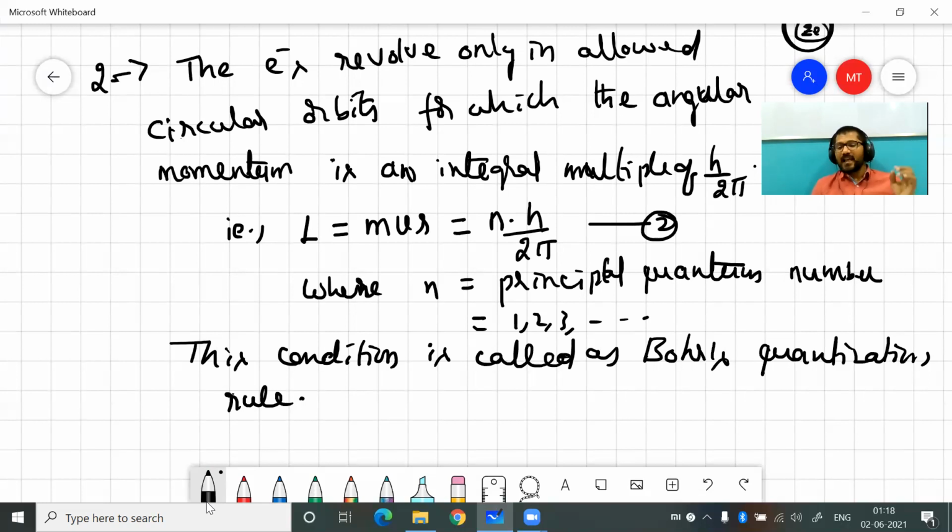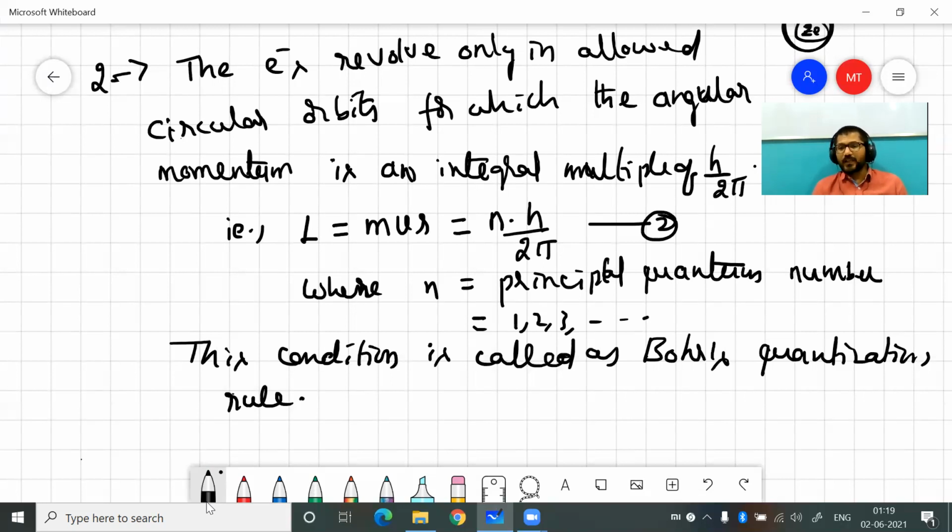It says the angular momentum of an electron in a given orbit, or in a discrete orbit, is equal to an integral multiple of h by 2 pi. And these allowed orbits are also called stationary orbits. So that also you have to write down, and you need to have an idea about what the stationary orbits are.